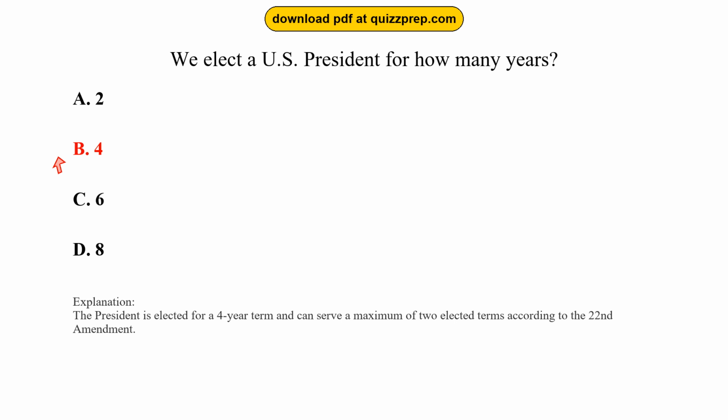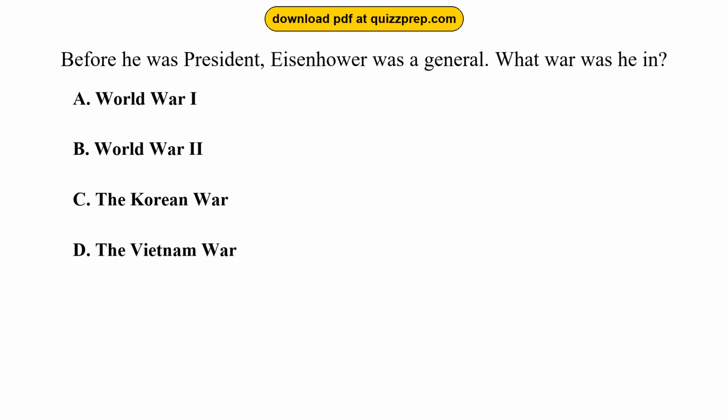22nd Amendment. Question 19. Before he was president, Eisenhower was a general. What war was he in? Option A, World War I. Option B, World War II. Option C, the Korean War. Option D, the Vietnam War. The correct answer is option B, World War II.